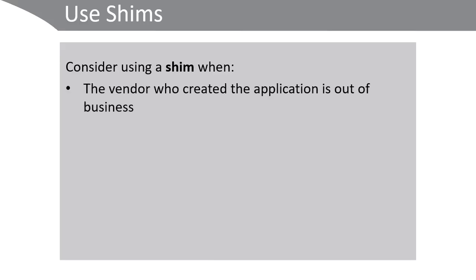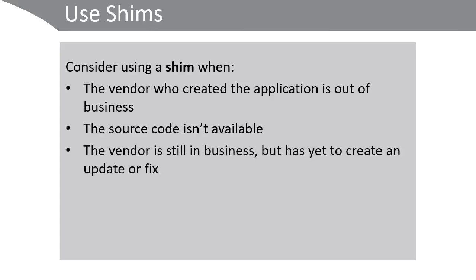A shim is the term used to describe an application fix. Consider using a shim when the vendor that created the application is no longer in business. You don't have access to the source code for the application, and so you can't fix the application to work with Windows 10. Perhaps the vendor is still in business but has yet to create an update or a fix that will allow your application to function correctly in Windows 10.